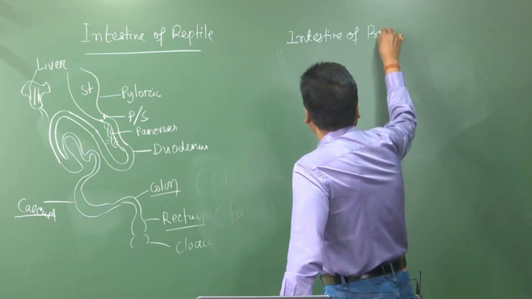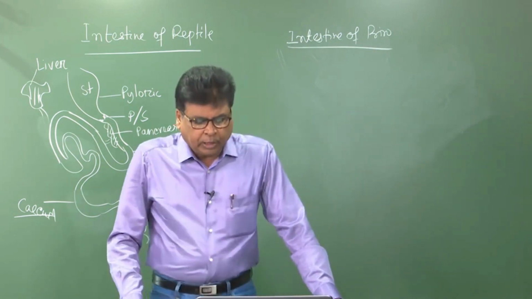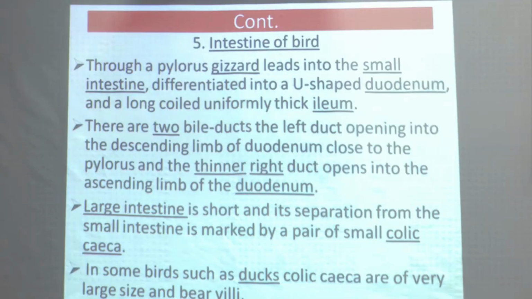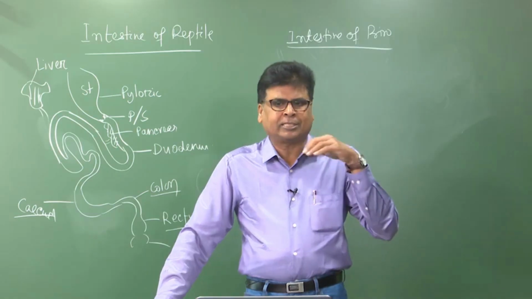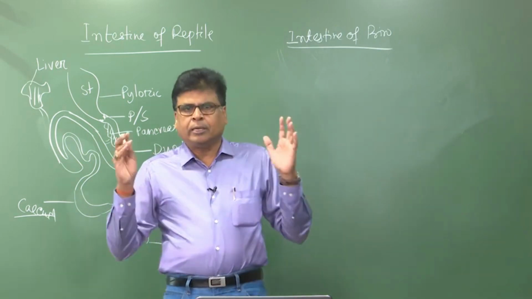and in the last class we were discussing a structure present in bird that was known as gizzard. Okay. So, through a pylorus the gizzard leads into the small intestine, and this small intestine is differentiated into a U-shaped duodenum and a long coiled uniformly thick part called the ileum. So, in case of bird, again it is duodenum and ileum. Okay, two parts are there, duodenum and ileum. That means the intestine in case of bird.